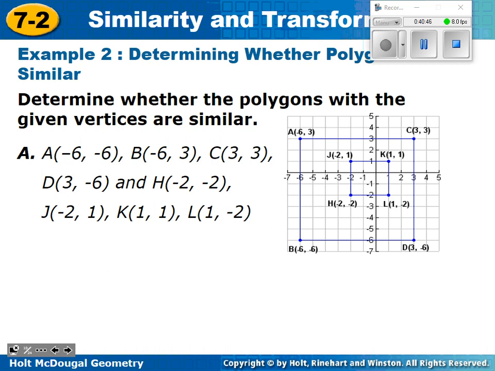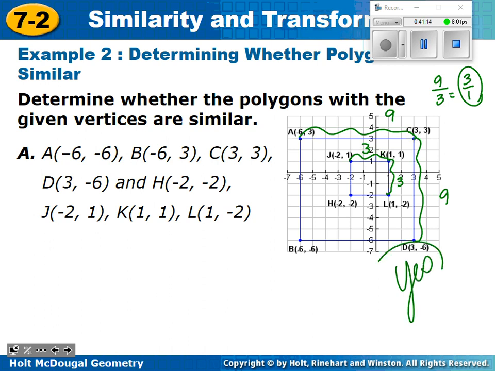So you need to compare their sides now. What's the distance from here to here? 9. What's the distance from here to here? 3. What about the other side? So if I go this direction and here, and so these are what shapes? Squares. And so 9 to 3 is going to reduce to 3 to 1. So they would be similar because all the sides are proportional and all the angles are congruent. So the answer would be yes.